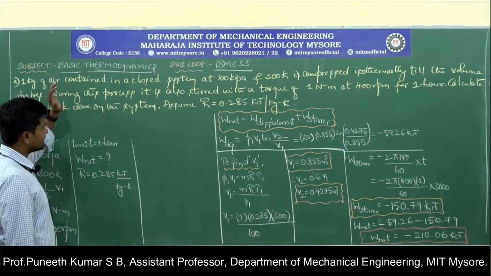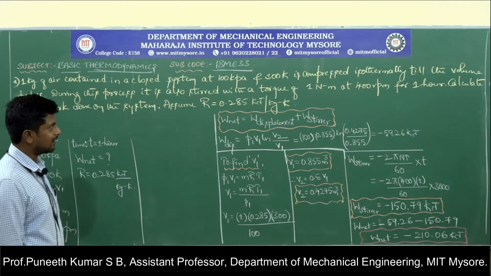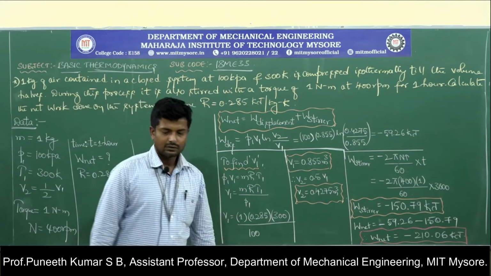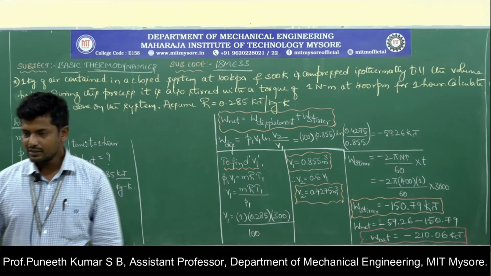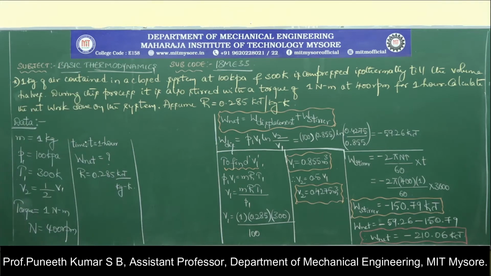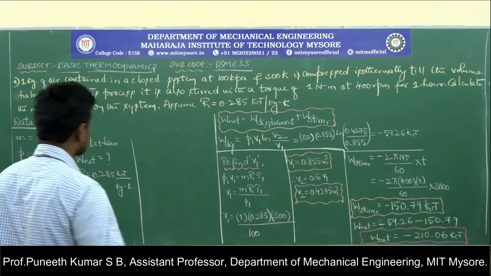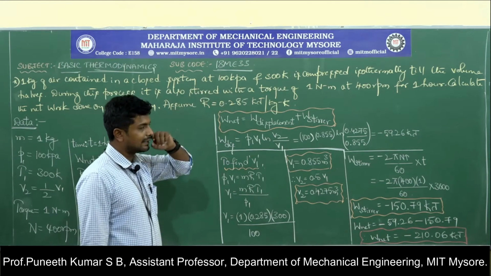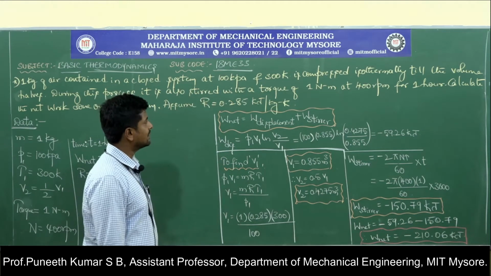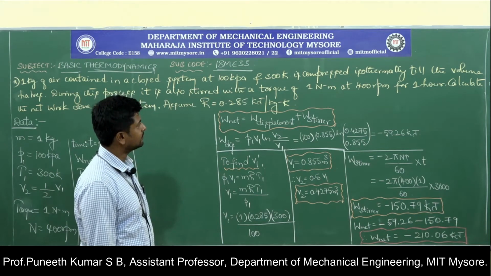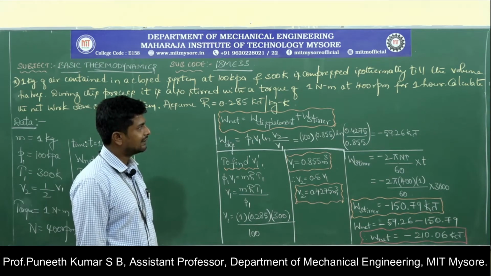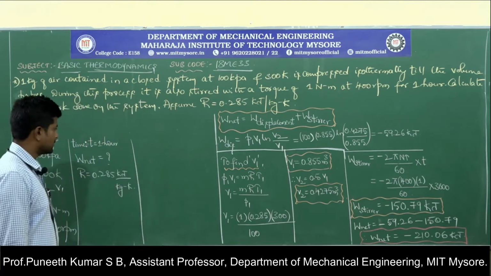1 kg of air contained in a closed system at 100 kilopascal and 300 Kelvin. So the mass of air which is contained in the cylinder is 1 kg, and at present it is at a pressure of 100 kilopascal and its temperature is 300 Kelvin. It is compressed isothermally till the volume halves.